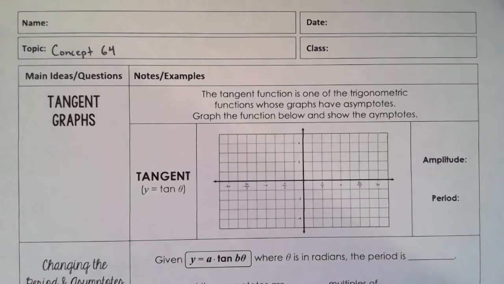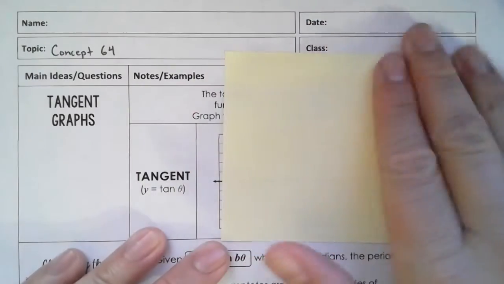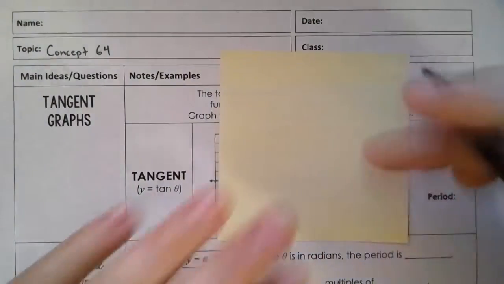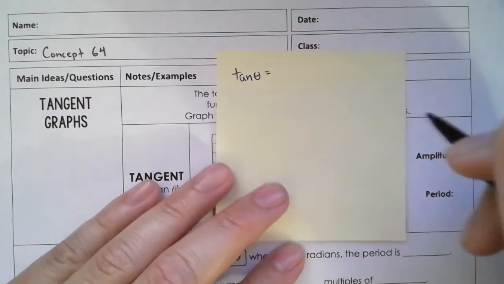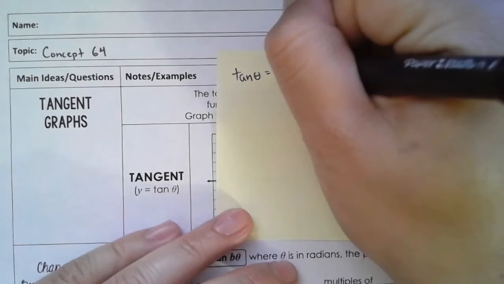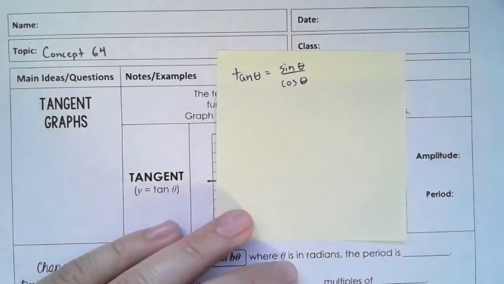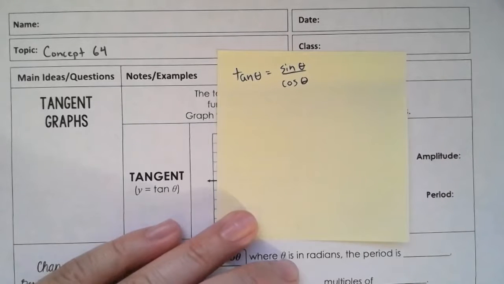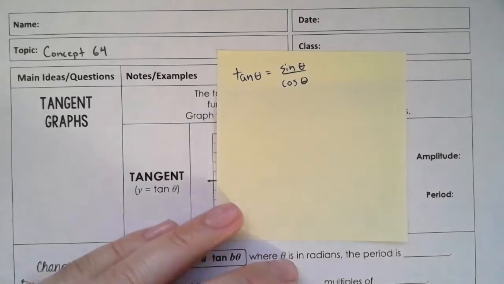Now what I want to start off first is recall that tangent theta, remember when we had our first identity way back in concept 53, you can look at it as sine theta over cosine theta. Pause the video here, maybe take out your concept 53, and review where this comes from. So here's the thing about tangent graphs.